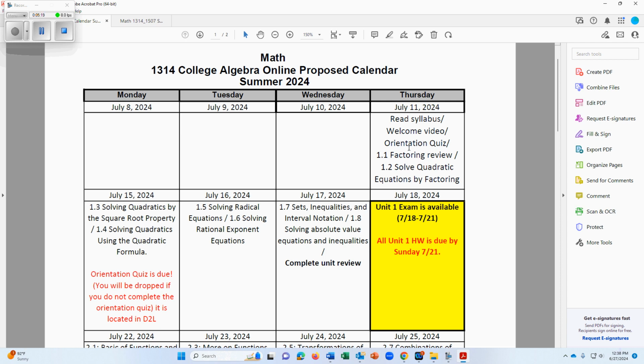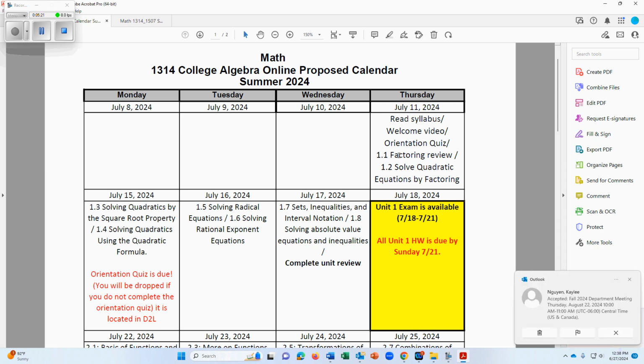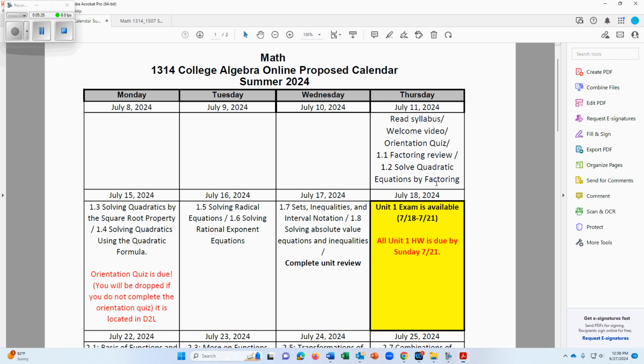And then after that, we have two sections here: factoring review and solving quadratics. I'm not going to read through all of these, but like I said, I kind of passed out what I thought I could probably get through during a class period if I were teaching this in person.